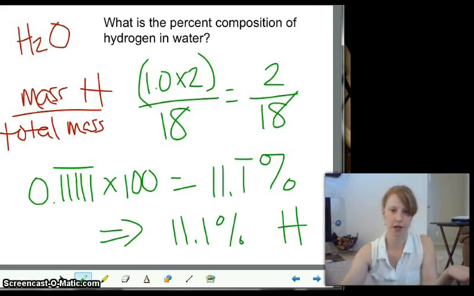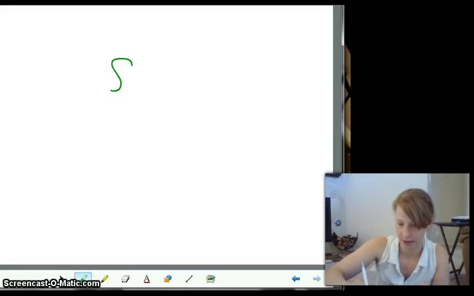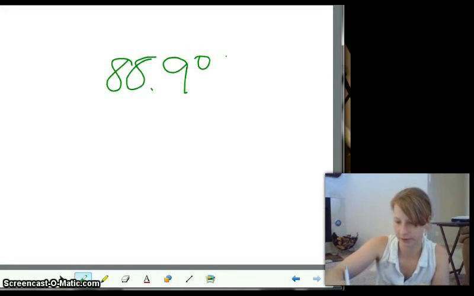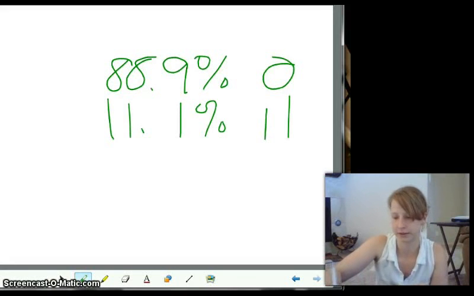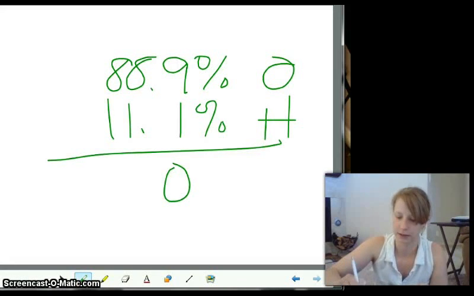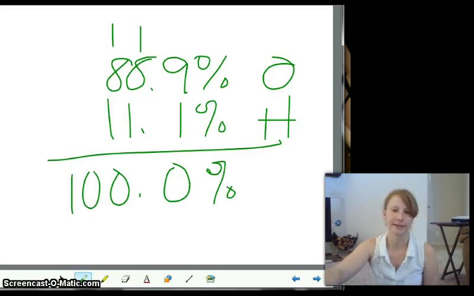When you add those two up, they should equal 100% because those are the only two things in water, hydrogen and oxygen. And just to check, we have 88.9% is oxygen, 11.1% is hydrogen. And hey, look, it's 100%.